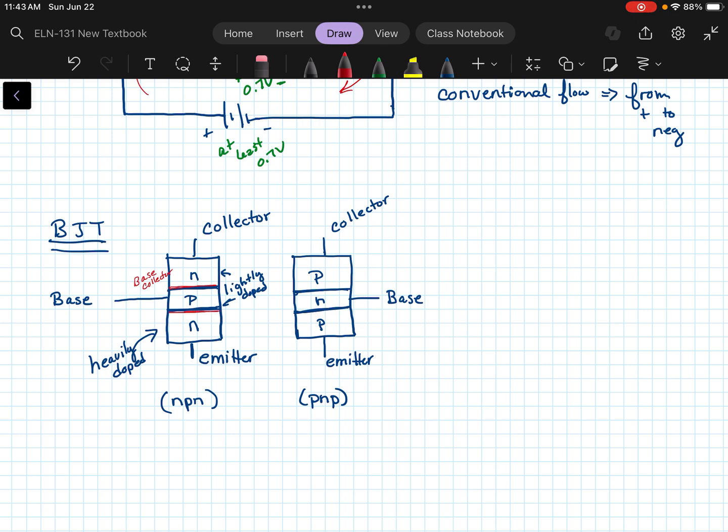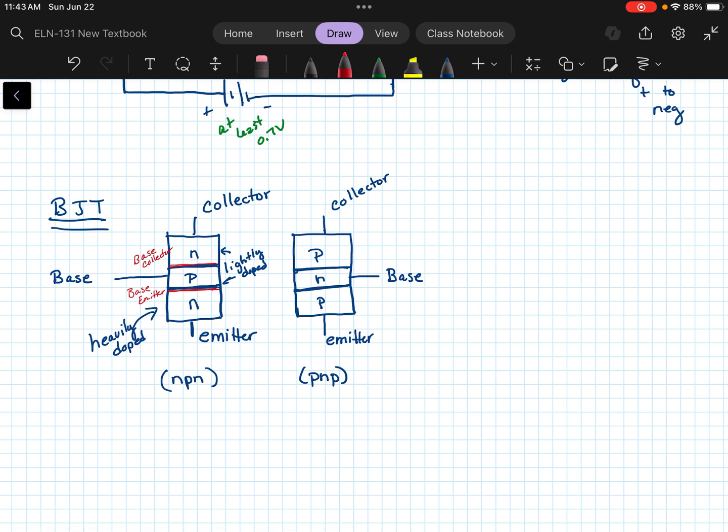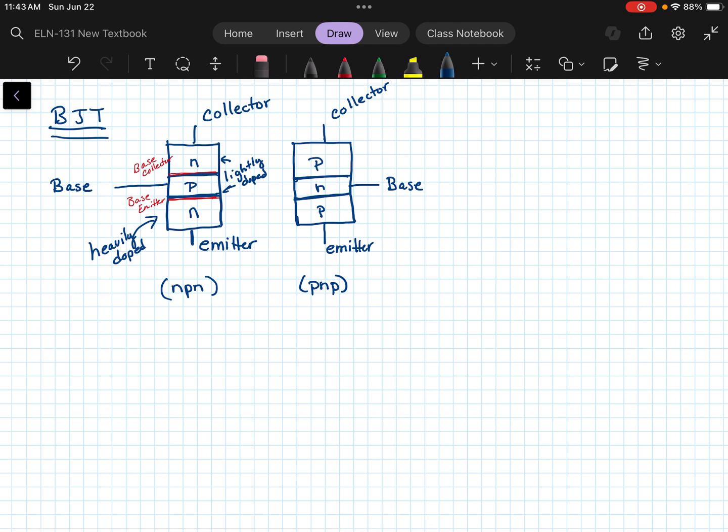And then between the base and the emitter, that is the base-emitter junction. Okay, same thing in the PNP, but I'm going to just work with the NPN for now. So let's say we decide that we're going to redraw one of these down here. I'm going to draw it a little differently this time. Let's put it on its side maybe. And I'm going to do the NPN.